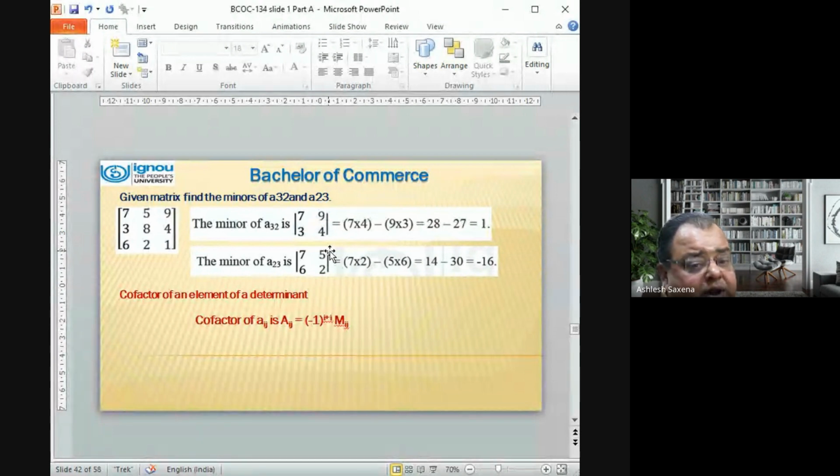And similarly, you have to evaluate A23. Remove second row, third column. You are left with 7, 5, 6, 2. Multiply 7 into 2, 14, minus 6 into 5, 30. 14 minus 30 is minus 16. Here it is. And if you have to find the cofactor, multiply the minor with minus 1 to the power i plus j.